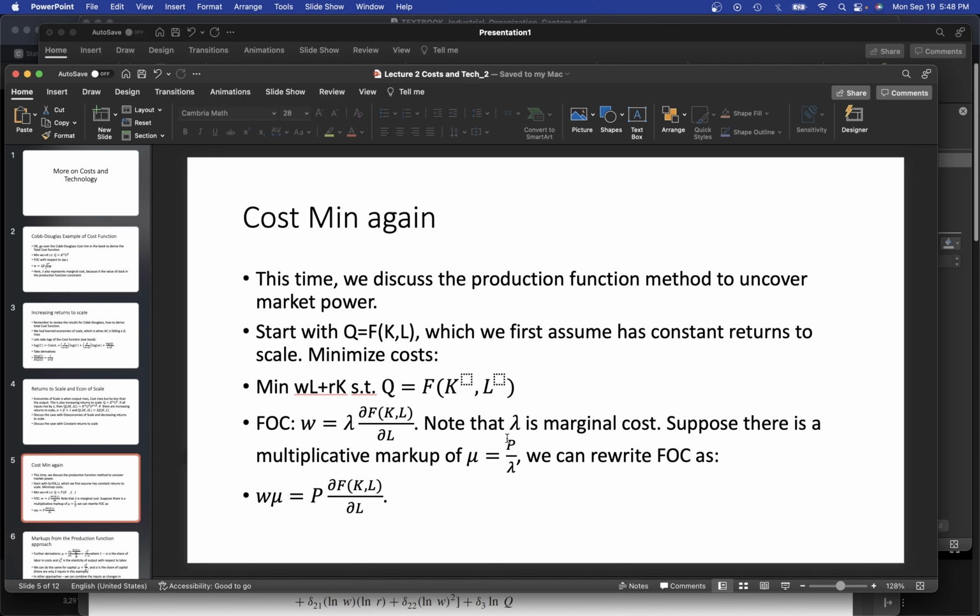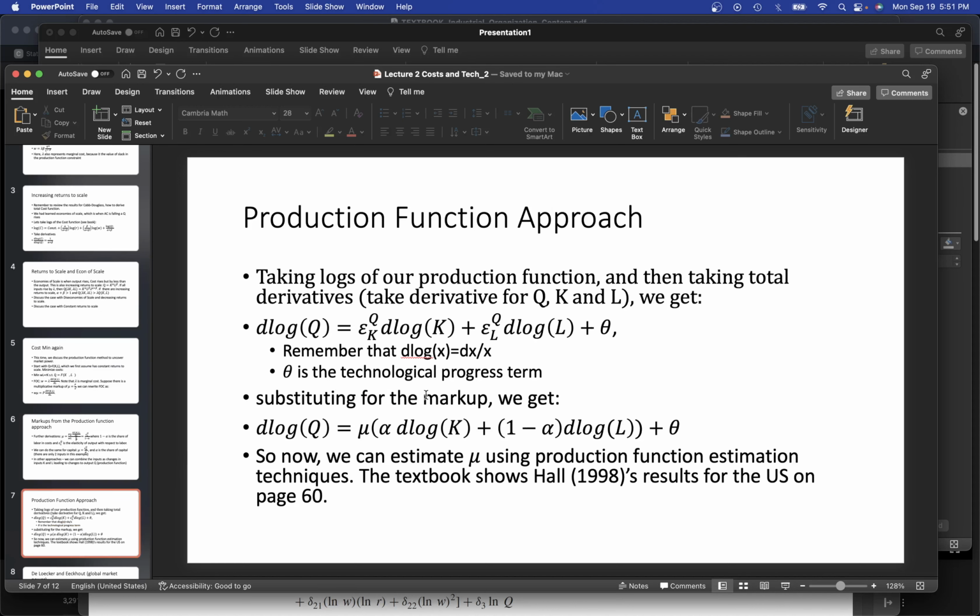Taking logs of our production function and taking total derivatives, we get the following. D log Q is equal to the elasticity of output with respect to capital times D log K, plus the elasticity of output with respect to labor times D log L, plus theta. Remember that D log X is just dx over x. And theta is your technological progress term, generally speaking. So F will be affected by this technological progress term, which is now explicitly part of our expression.